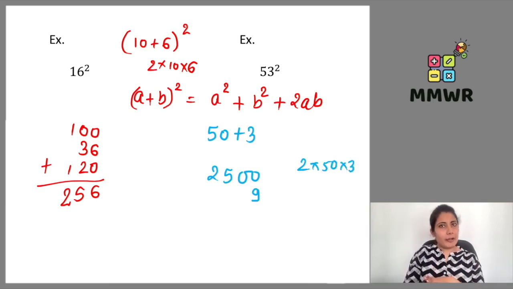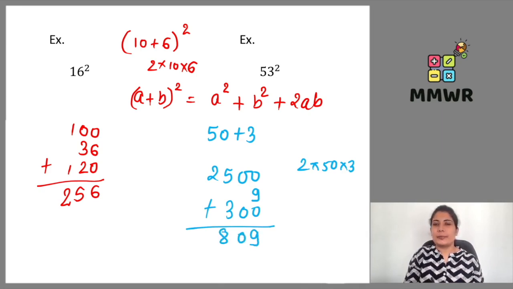This I am doing in rough work. 2 multiplied by 50 is 100. 100 multiplied by 3 is 300. Okay. So 9. 0 plus 0. 5 plus 3 is 8. And 2. So 2809 is the square of 53.